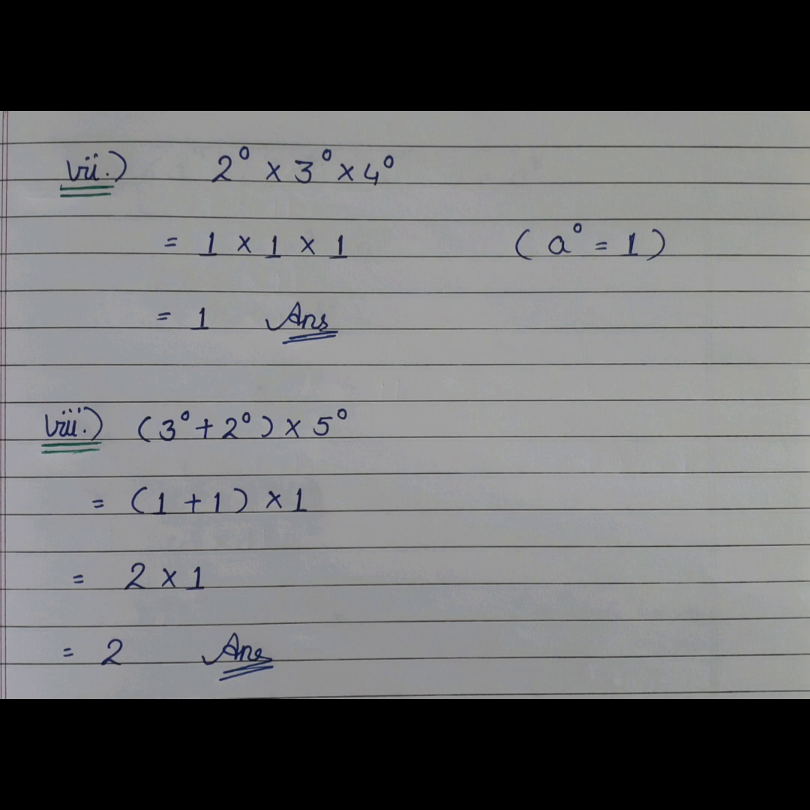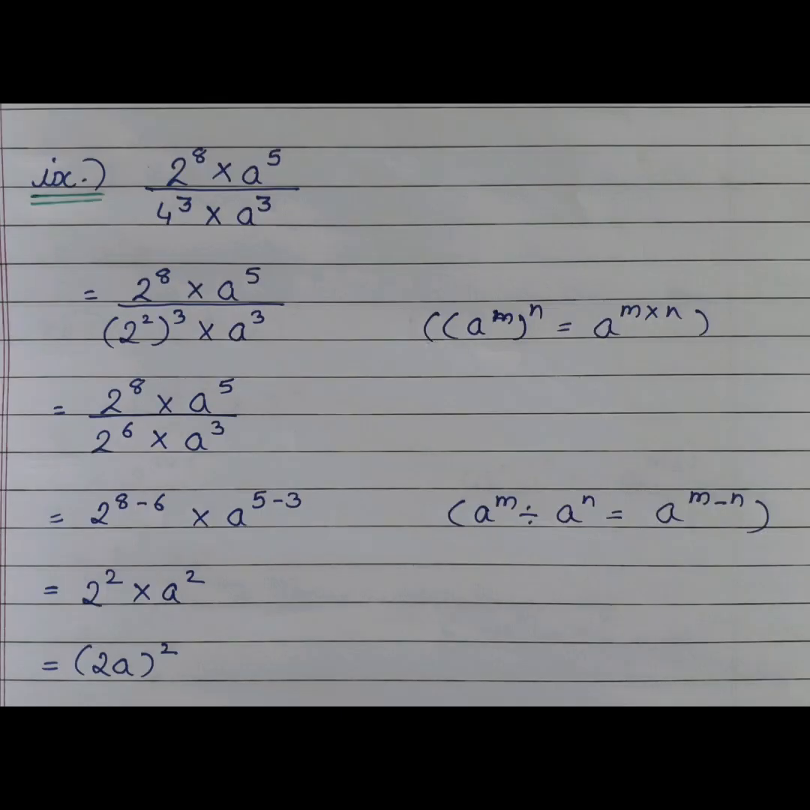And we will write down the law of exponents on the right hand side, which says a to the power 0 is equal to 1. And the eighth part is (3 to the power 0 plus 2 to the power 0) into 5 to the power 0. So it will become (1 plus 1) into 1 outside the bracket. And the answer is 1 plus 1 becomes 2. So 2 into 1 is 2. So this is the answer.